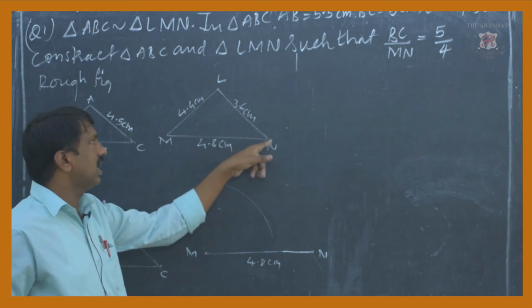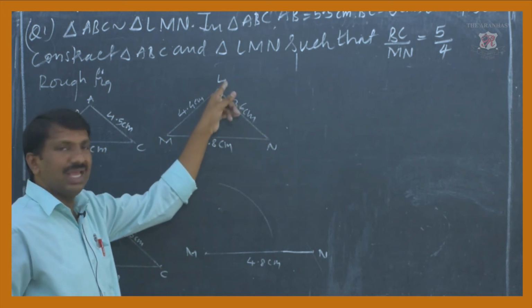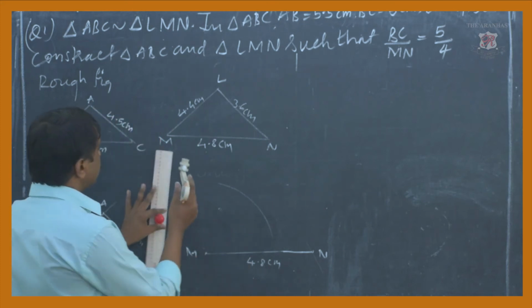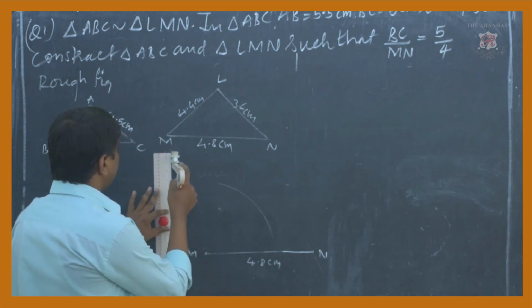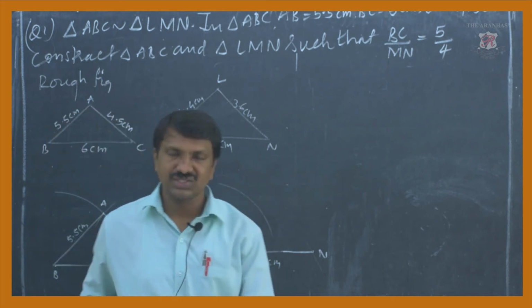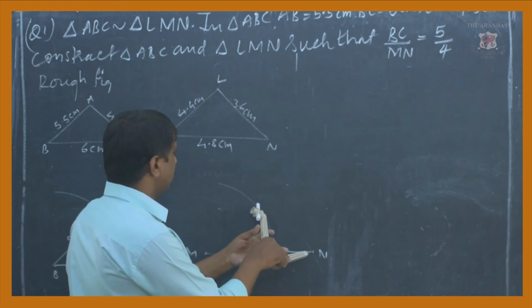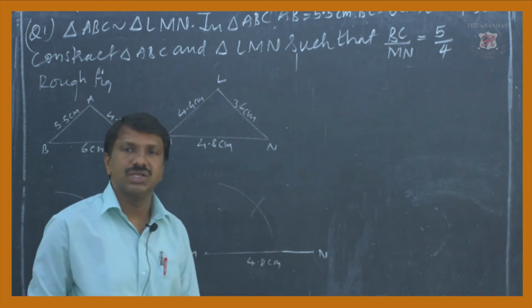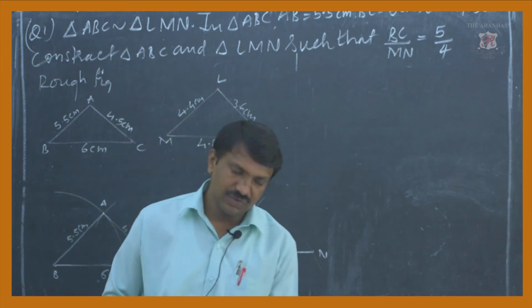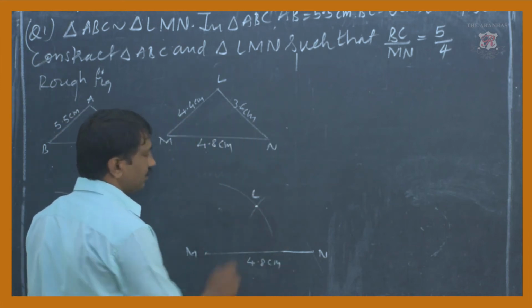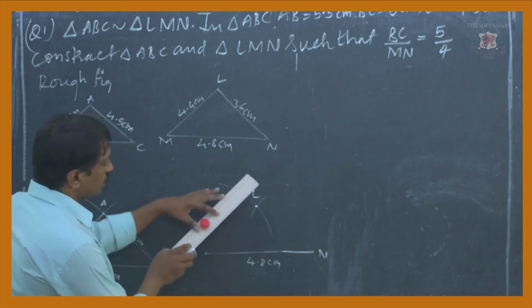The next is the N point and L which is 3.6. Take the compass again and take the distance 3.6 centimeter. Let's see where it comes. So after taking 3.6, come to the point N and just intersect the previous arc. It will be like this. Where the two arcs intersect each other, for that point we are going to write the name. This is point L. And then you have to join.